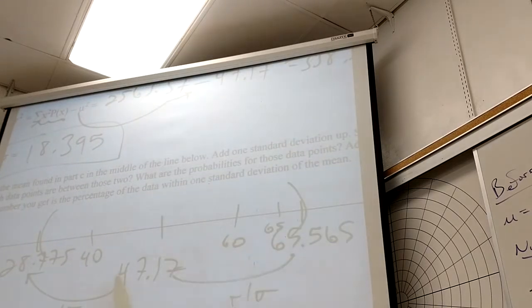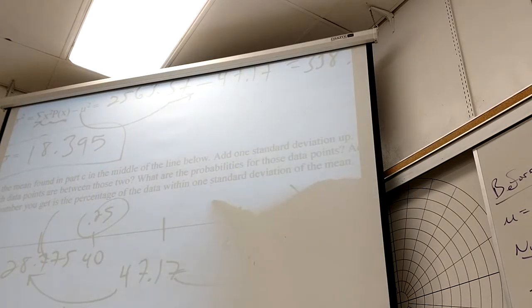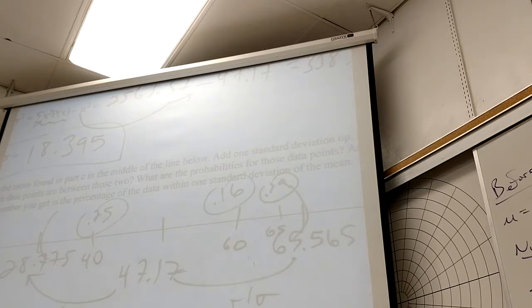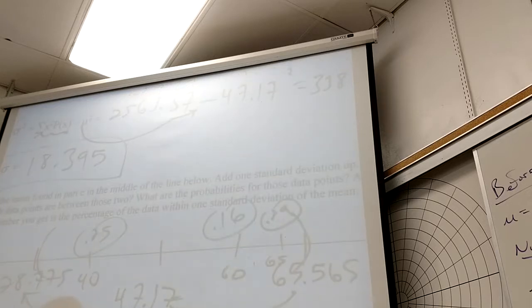So the thing is, it's not 3 divided by 6. It's not half the data, because all the 40s are 25% of the data. All the 60s are 16% of the data. All the 65s are 29% of the data. So then I just add those percentages up. I don't have to calculate the percentage. I just have to add the percentages up. I already know what percentage each one of these is.